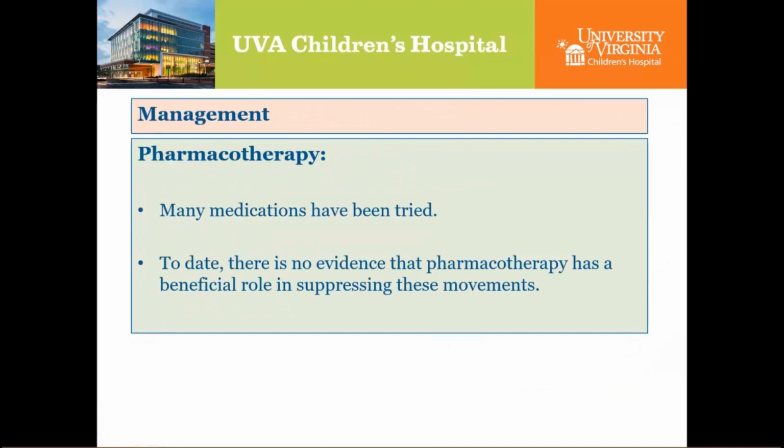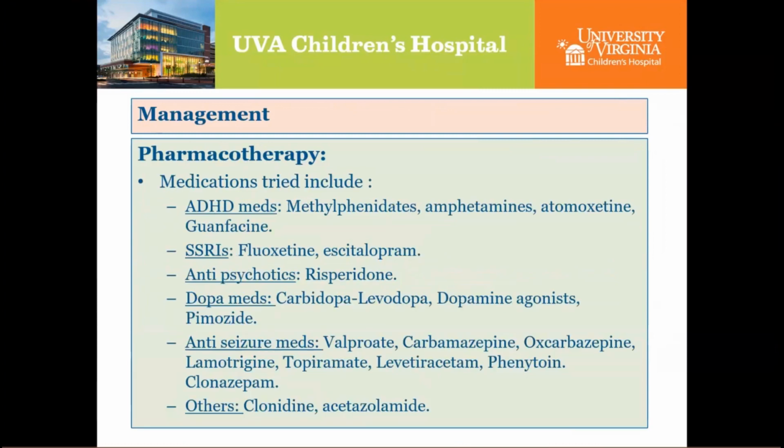We wanted to include all the medications that people have tried for the management of motor stereotypies. These included ADHD medications, SSRIs. People have tried antipsychotics, DOPA medications, because it makes sense since it has been involved in the pathophysiology, many anti-seizure medications, as well as other medications. None of these has been helpful, and we try to stay away from using them.